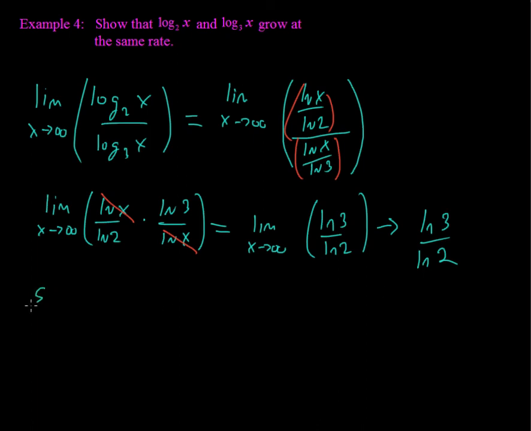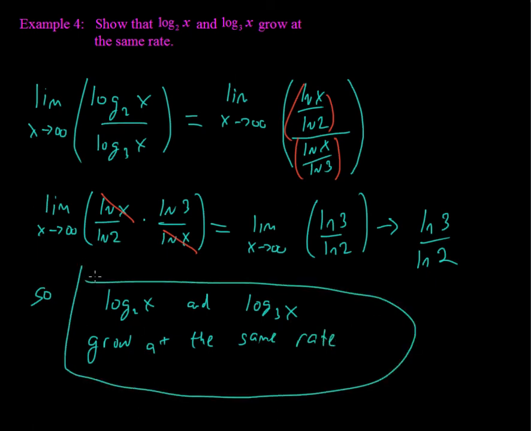So log base 2 of x and log base 3 of x grow at the same rate. All right, and of course, we knew that was our answer, but there's all the work to back it up. So there you go.